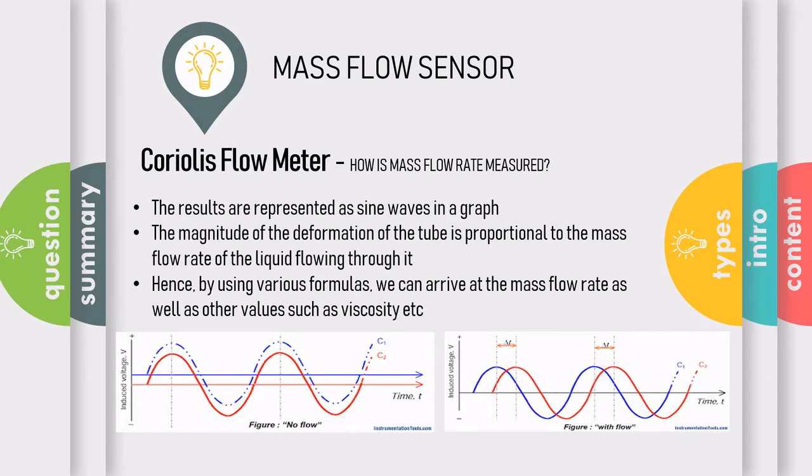The deformation of the tube is represented as sine waves in the graph. Since the degree of deformation of the tube is proportional to the mass flow rate of the liquid flowing through it, we can derive the mass flow rate by measuring the deformation of the tube and doing some calculations.